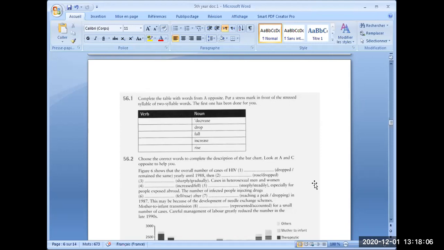Next, a drop, and the verb is? To drop. To drop, the same pronunciation, the same spelling. A fall, and the verb is to? Fall. To fall. Increase is the noun. And the verb?